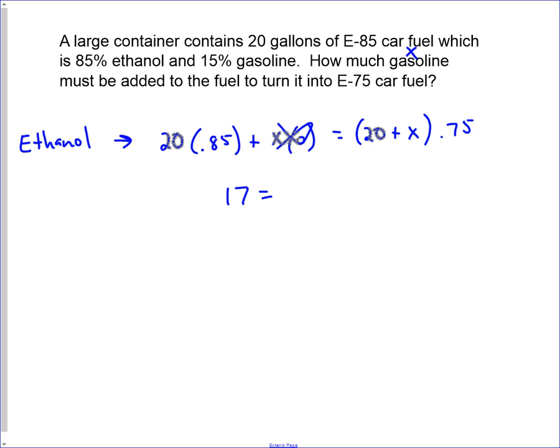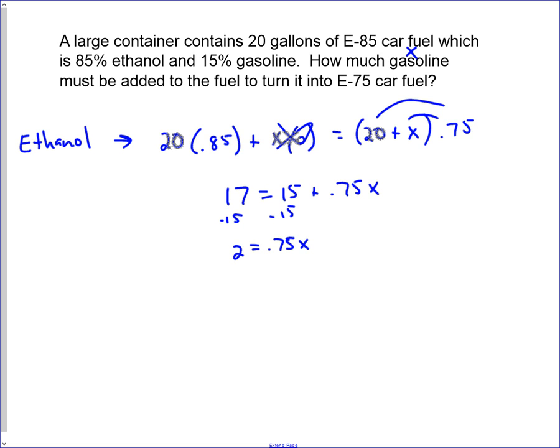And then 20 times 0.85 equals 17, and then you do your distributive property. 20 times 0.75 is 15, and then plus 0.75x. Solve the equation, so subtract 15. So you get 2 equals 0.75x.